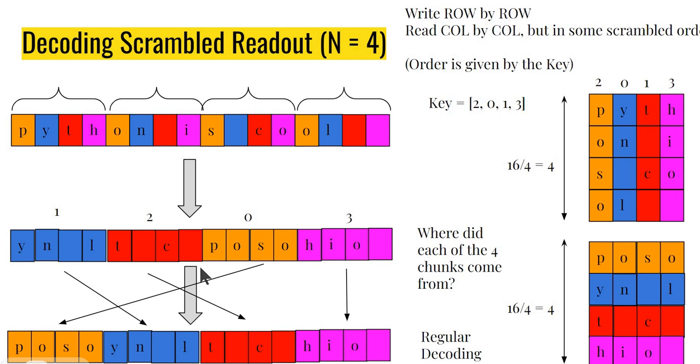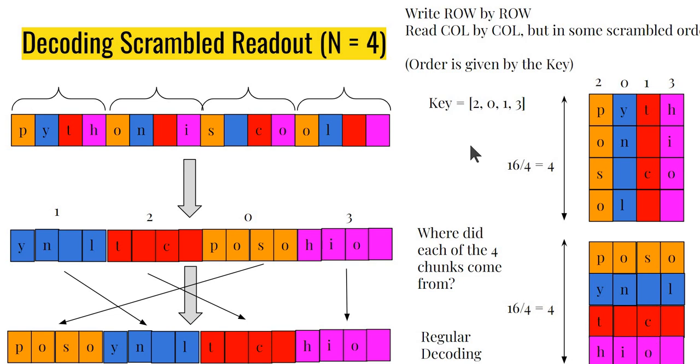Now, all I'm trying to get at is that I'm going to rearrange these chunks depending on the key, and I'm going to unscramble the message to this form. Now, this form, if you recognize, is basically as though the columns were read in the same order, 0, 1, 2, 3. Once this is done, I know that a regular transpose decoding can be done, which means I'm just going to write this again as rows and read out as columns. So these are my 2 steps.